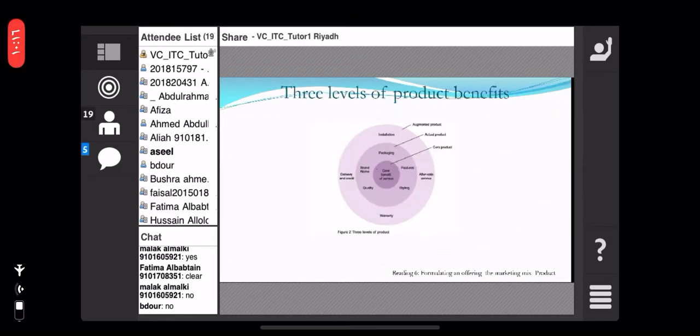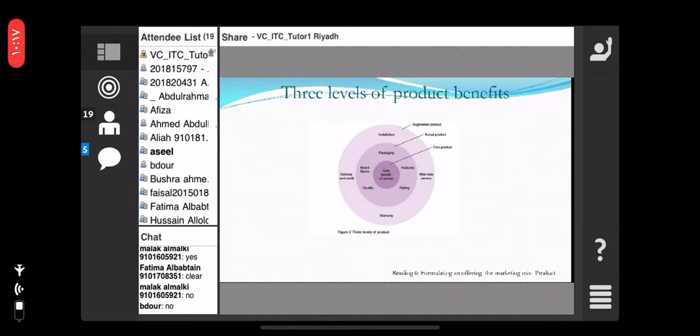Three levels of product benefits, if you look at it. Number one is the augmented product: installation, after sales service, warranty, and delivery and credit. The last line, if you can see, where you see installation on the right side, after sales service, warranty, and then delivery and credit. This comes in the augmented product, meaning the organizations are augmenting their product.